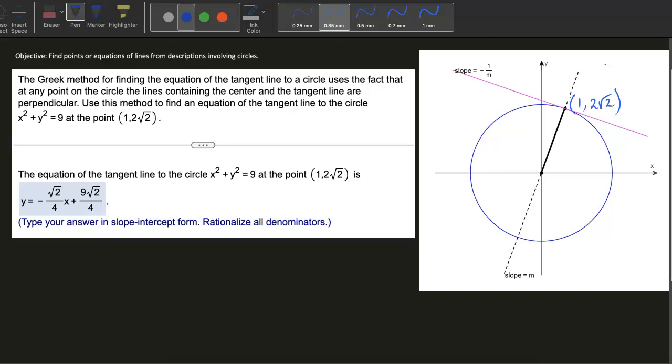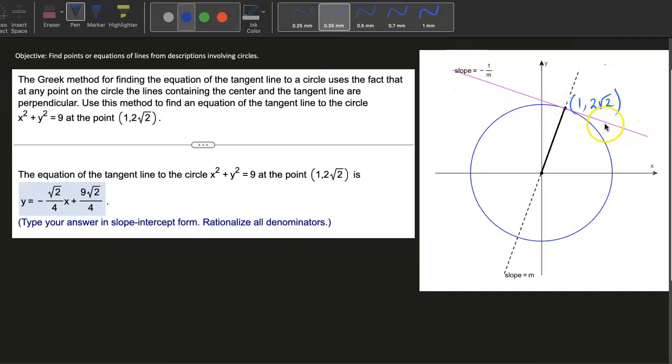For this example, we're going to use the Greek method for finding the equation of a tangent line to a circle. And we're told a little bit about that method here. It uses the fact that at any point on the circle, the lines containing the center and the tangent line, that would be this line here and its dashed extension, are perpendicular to the tangent line here.